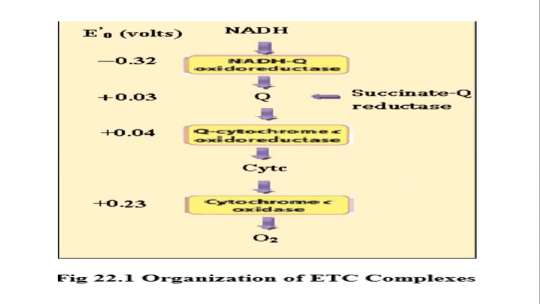Each complex contains several electron carriers that work sequentially to carry electrons down the chain. Two free electron carriers are also needed to link these large complexes. That is, first one is ubiquinone, also called coenzyme Q, and second is cytochrome C.